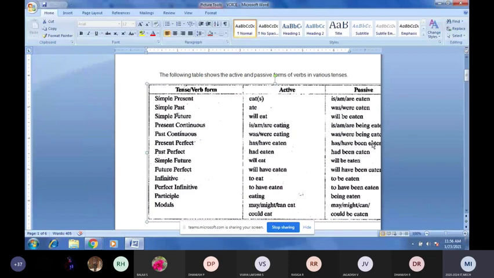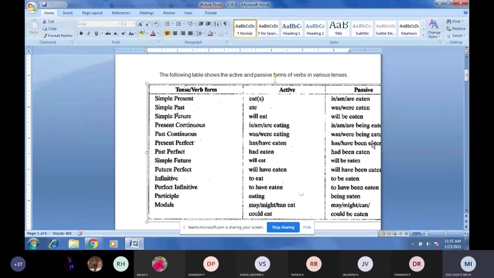So simple tenses mean auxiliary plus past participle. Continuous tenses, all three, present, past, or future, mean auxiliary plus being plus past participle. Perfect tenses mean auxiliary plus been plus past participle. So put together, the past participle form.